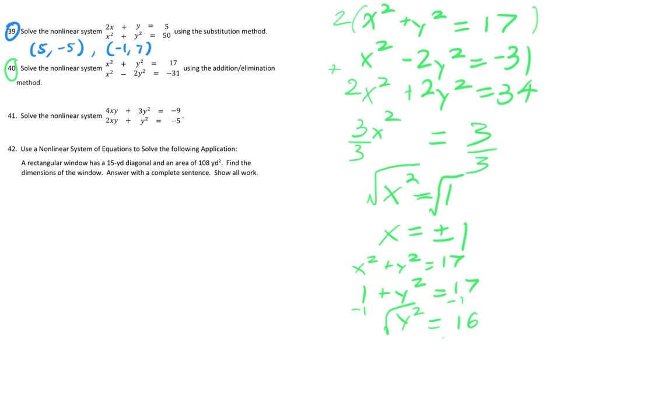Doing a square root of both sides, y is going to be equal to plus or minus 4. So that means we have 4 solutions. We have 1 and 4, -1, 4, 1, -4, and then also -1, -4. And those are going to be our 4 solutions for this nonlinear system.